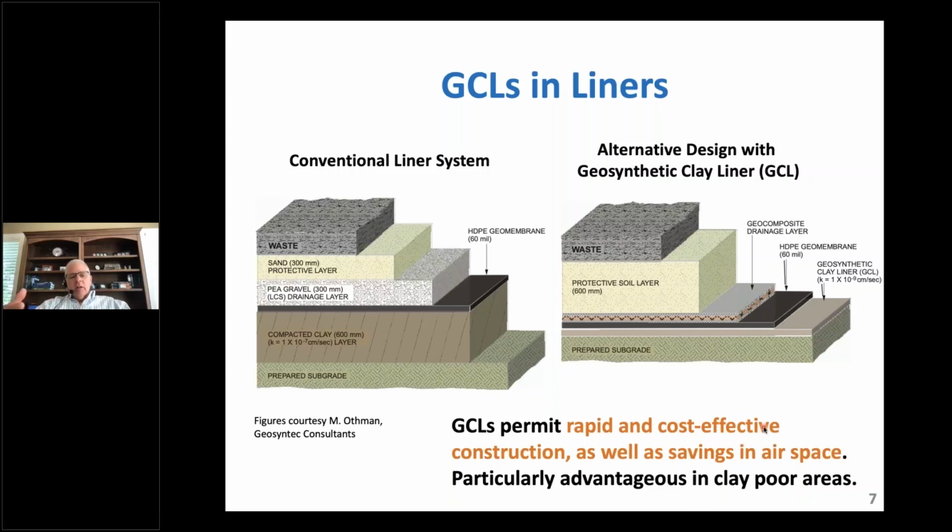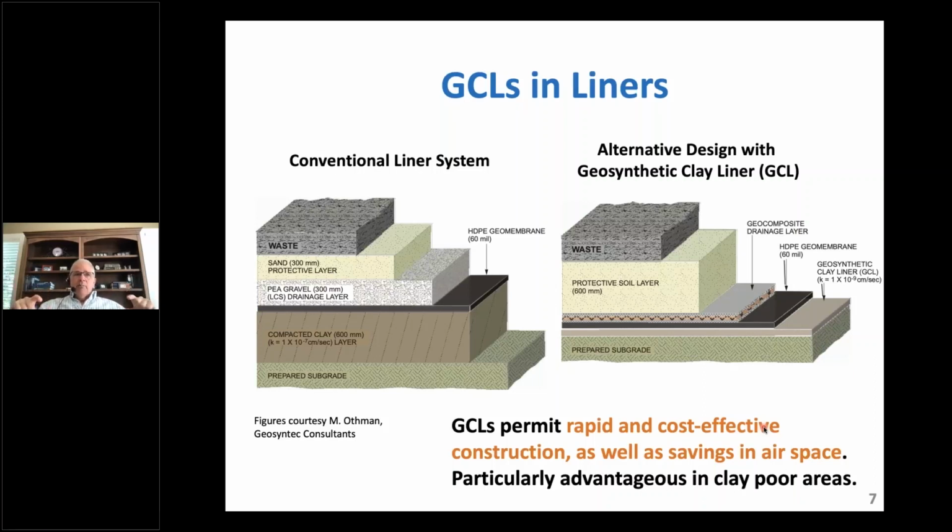Now the system in a liner is exposed to something very different than what we'll talk about in the next slide, where we're using a GCL in a cover. In a liner, first of all, we may be exposing the GCL to very aggressive liquids. For example, if we're dealing with some coal combustion products, we can have very aggressive leachate. If we're dealing with mining solutions, we may have very aggressive liquids. We're typically exposed to much less aggressive liquids in a cover.